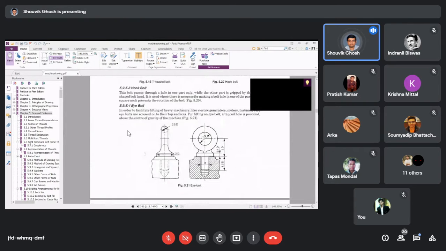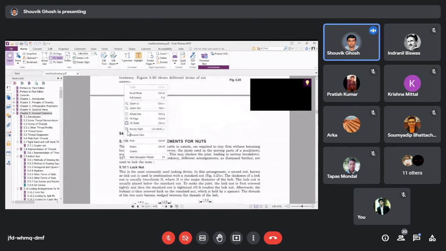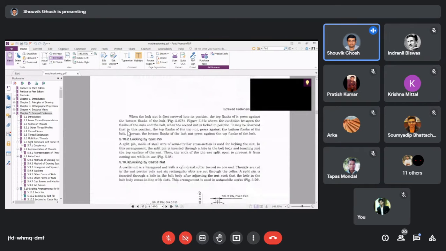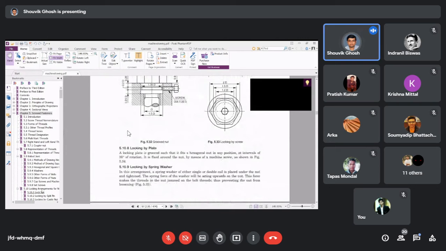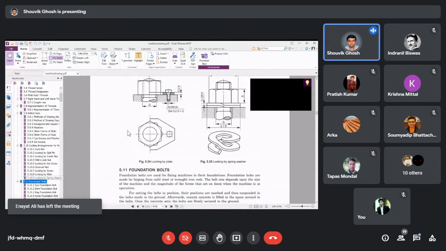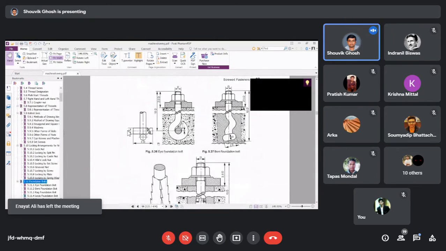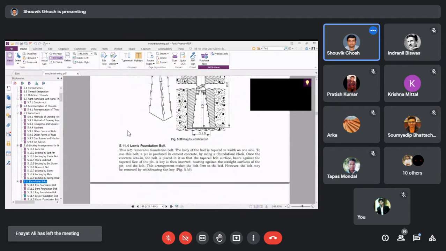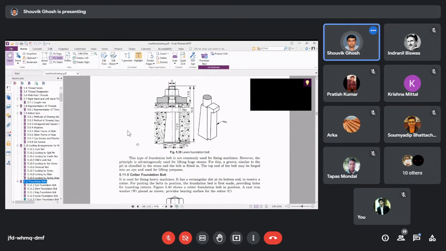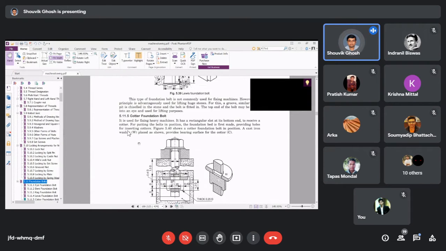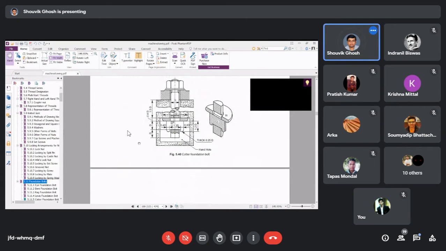Okay, and lastly, these are the different nuts. Lastly, foundation bolts. Okay, lastly the foundation bolts. So all of this, some of the figures that will be mentioned, you have to draw in A4 sheets, that will be part of the report.